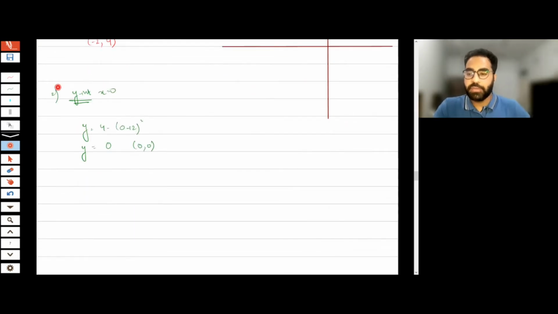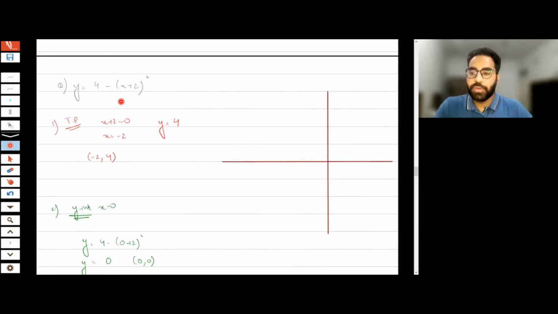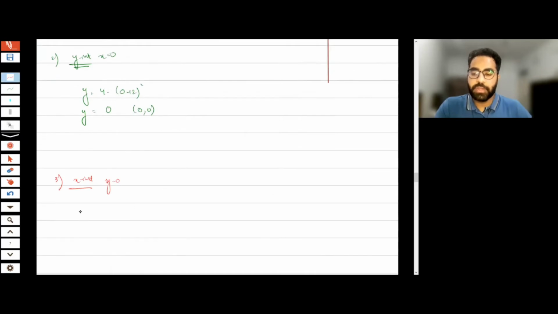Now for the x-intercept, we're going to take the value of y as 0. So if we take y as 0, we're going to get 0 equals 4 minus (x plus 2) whole squared. And if I make (x plus 2) whole squared the subject, I'm going to get (x plus 2) whole squared equals 4.